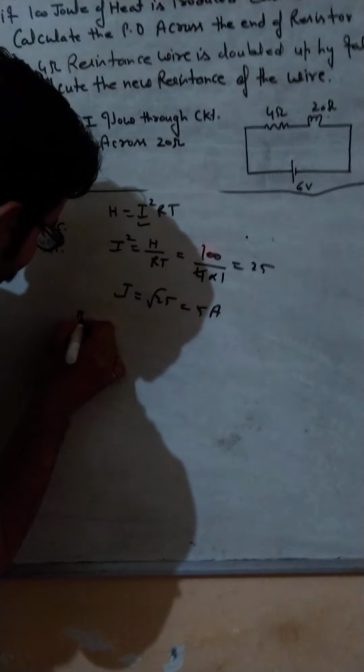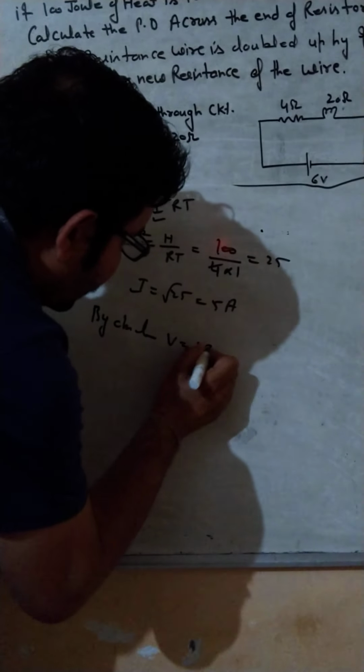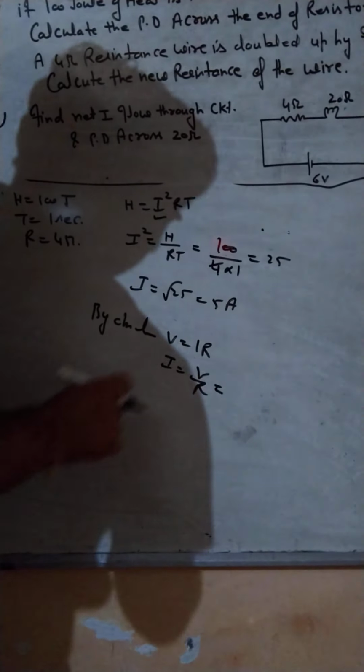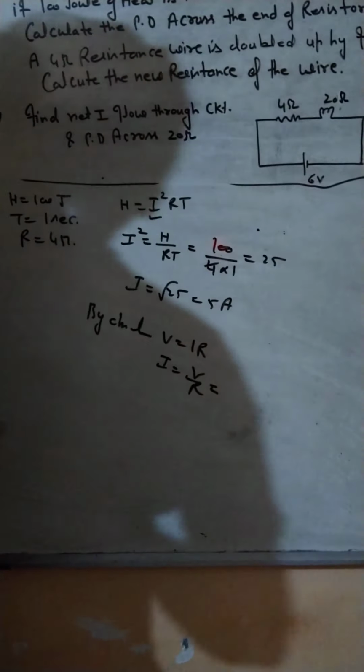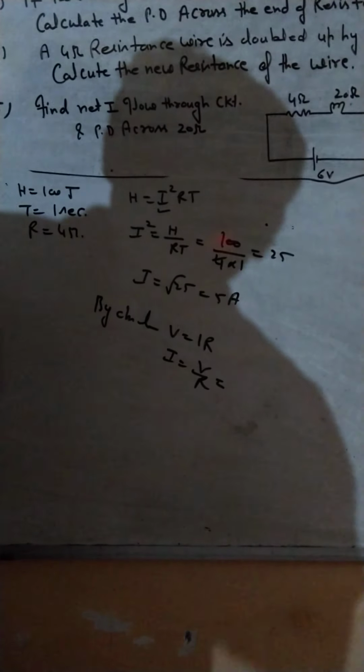Now we have to find the potential difference across the ends of the resistor. So by Ohm's law, V is equal to IR. Then I is equal to V by R. What is V here? We have to check: there is an I and there is an R.